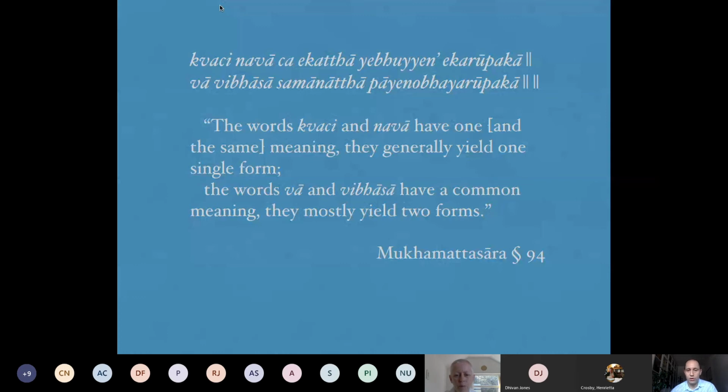The point here is that, generally, that's why it says yebuyena or payena, that means in most cases, not always, kochi and nava will tell you that in some cases only one form is possible. When you have an option, only one of the forms is possible in some cases. But the words va and vivasa express an open option, so both forms are possible. It can produce two different forms, and they are both correct.